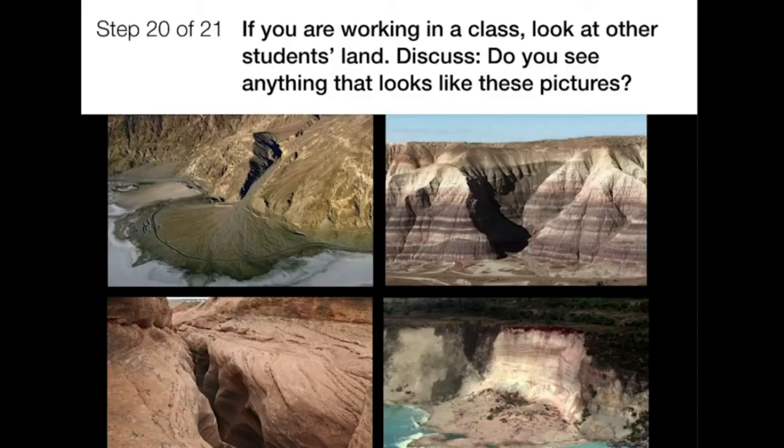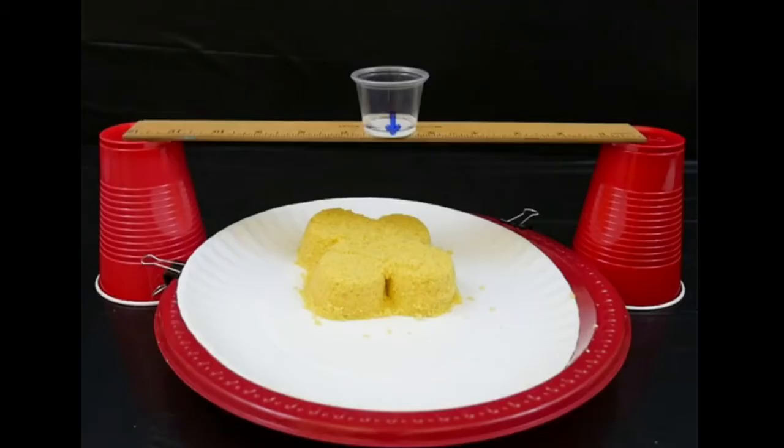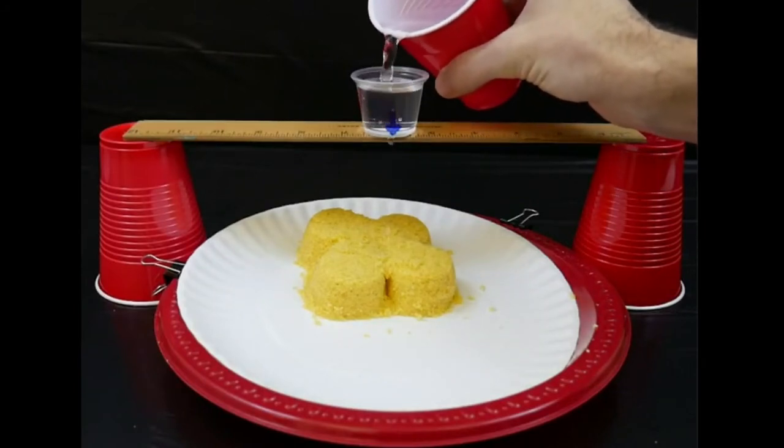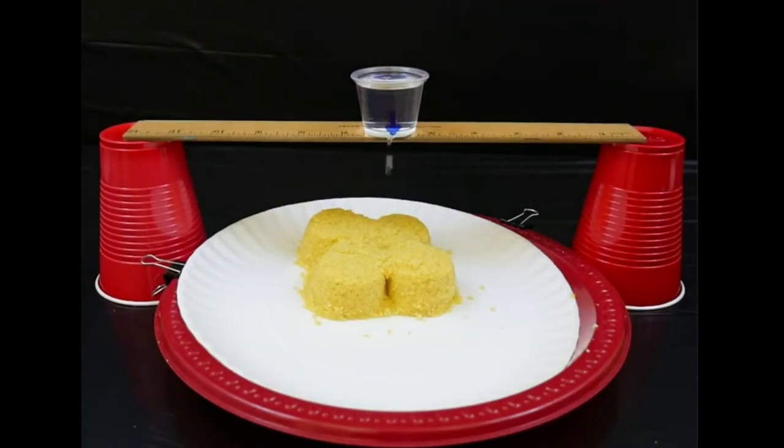All right, second graders, we are complete with our observation now. Ashton has a question to ask you. How did the water change the land? Do you see anything that looks like these pictures? So you did an experiment to find out what happens to land when it rains over and over.